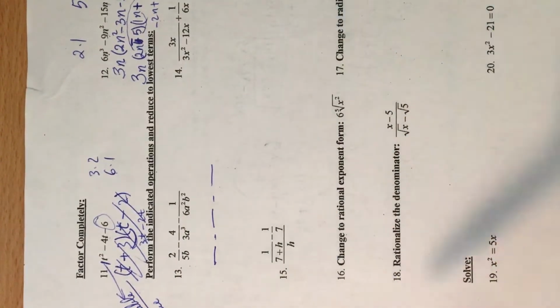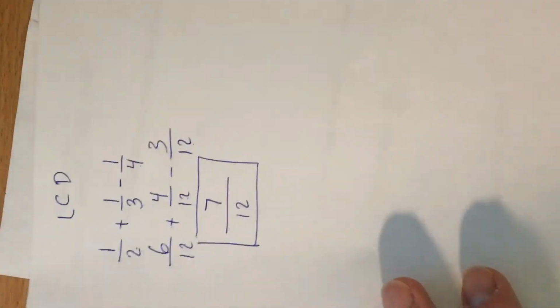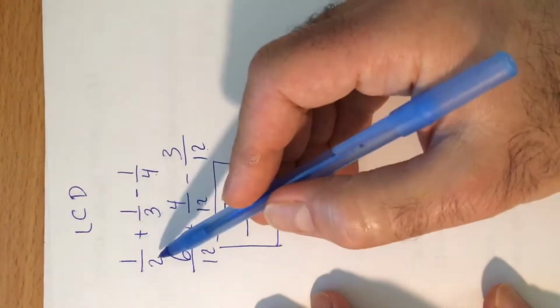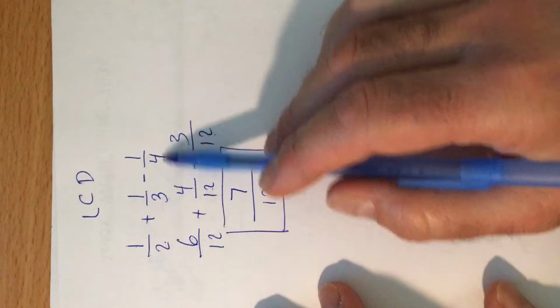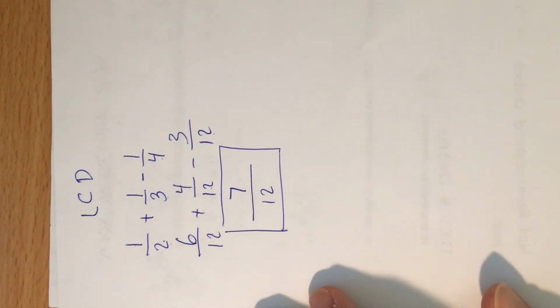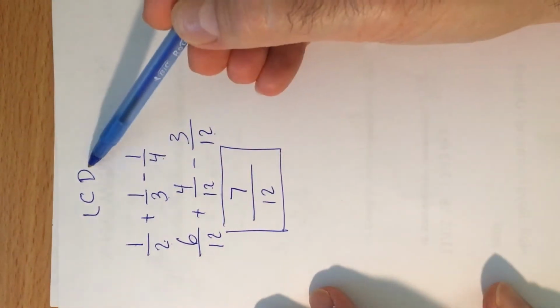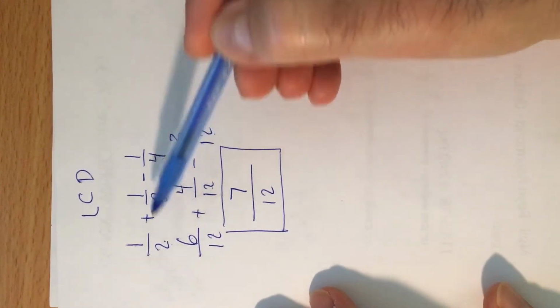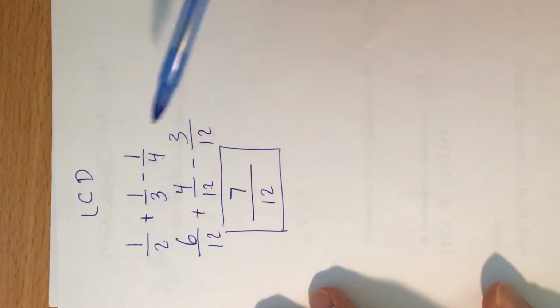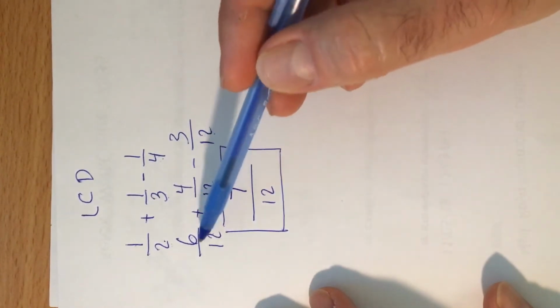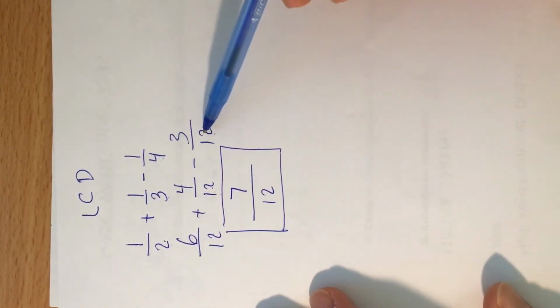Okay, so before we do that, let's just look at this very easy example. Remember, if you have 1/2 plus 1/3 minus 1/4, the denominators are not the same. We've got to get the denominators to be the same. So we look for LCD. What is the smallest number that is divisible by 2, 3, and 4? That happens to be 12. So I wrote the 12, that's the lowest common denominator.